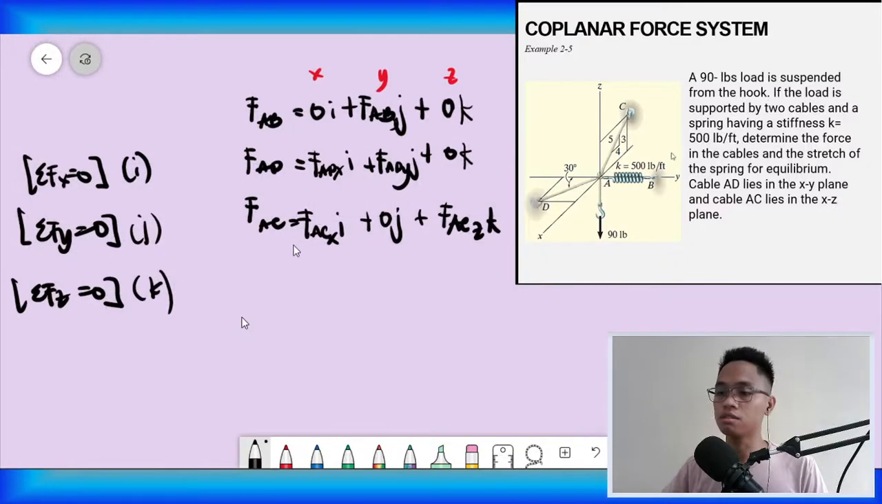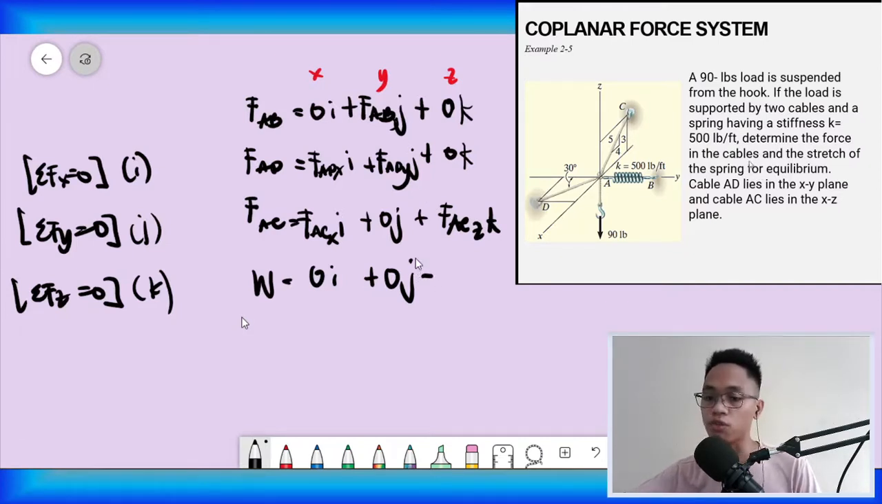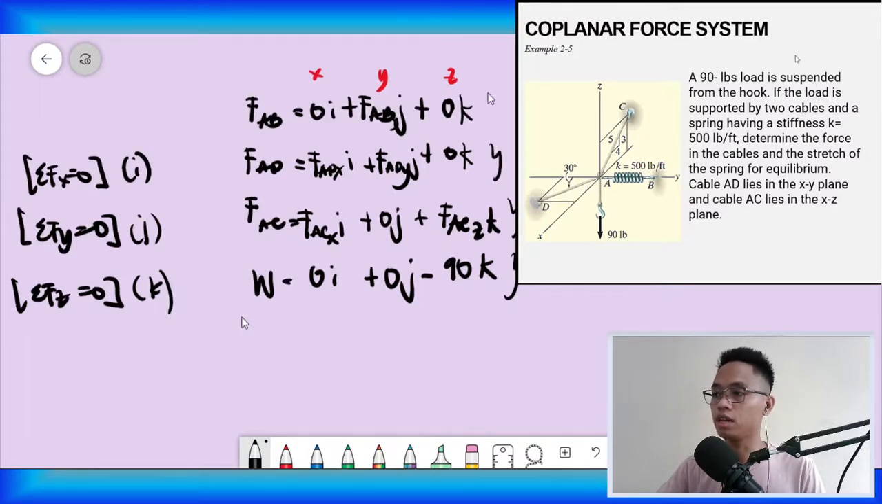Okay. So what else? We have here the weight. The weight now is acting downward. That is 90 pounds. So therefore, kung downward na siya, that would be 0i, that would be 0j minus. Okay? That is minus, because again, that is downward force. So this would be 90 k pounds. So obviously, this would be pounds.